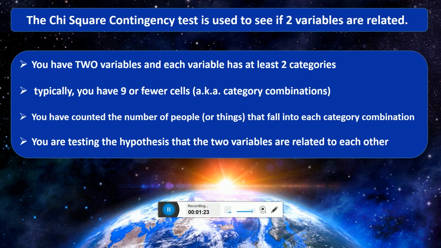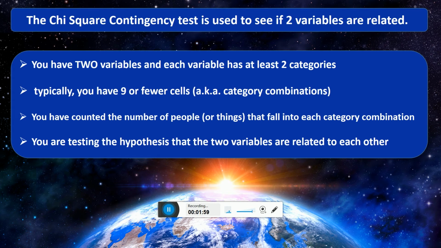All right. So the primary purpose of the chi-square contingency test is that it is used to see if two variables are related to each other. And before I go any further here, I should point out that the chi-square contingency test is also called the chi-square test of independence. And so you might see, depending on which article you read, which book you pick up, contingency test or test of independence. They are the same thing.